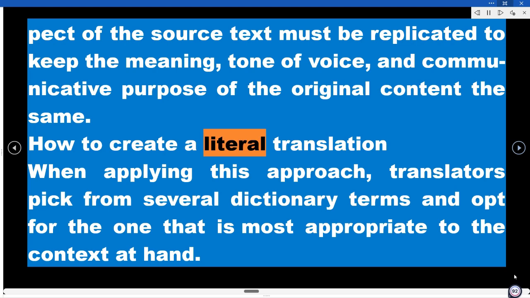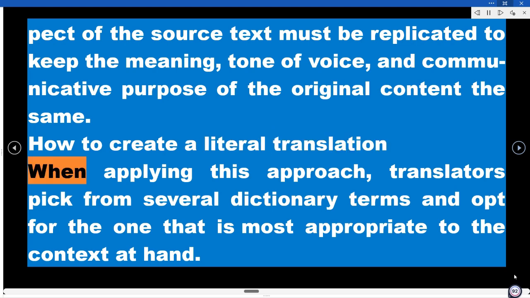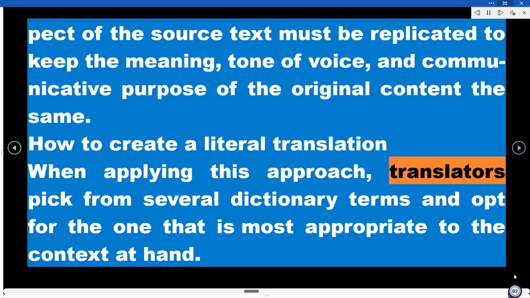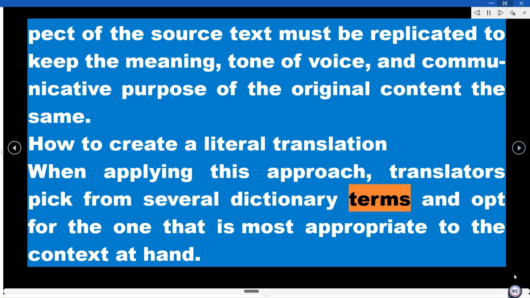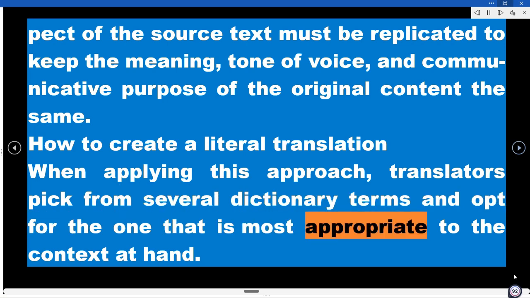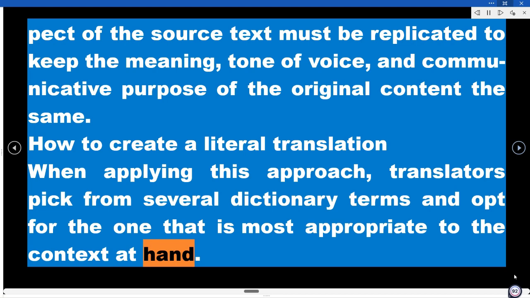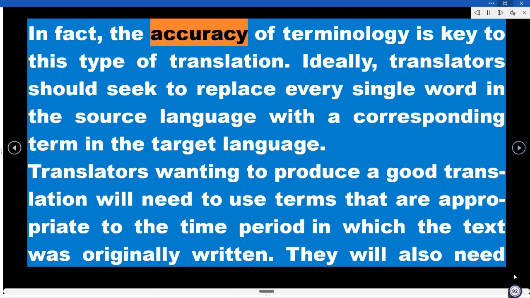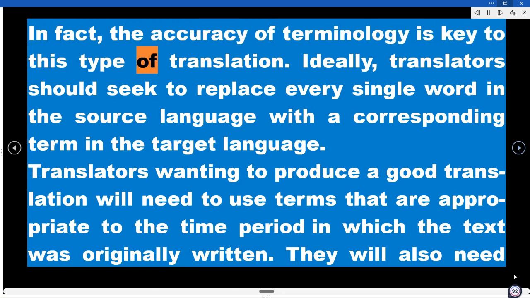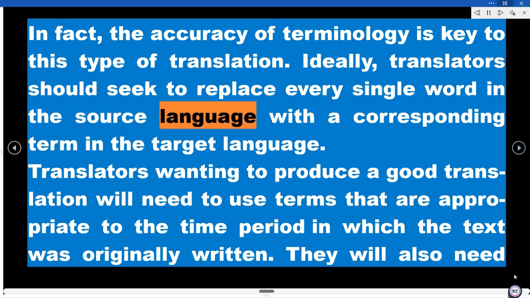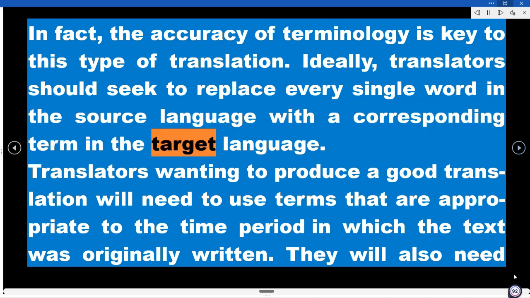How to create a literal translation. When applying this approach, translators pick from several dictionary terms and opt for the one that is most appropriate to the context at hand. In fact, the accuracy of terminology is key to this type of translation. Ideally, translators should seek to replace every single word in the source language with a corresponding term in the target language.